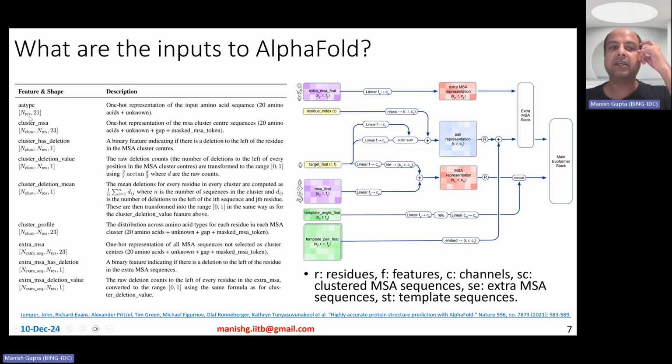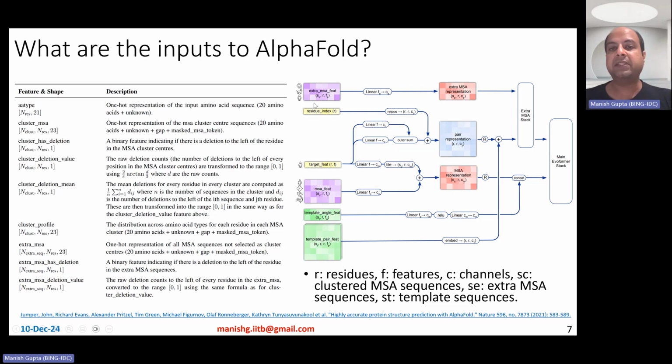Now, what are these? These are 256 multiplied by 21 features. That's a large number of features by itself, right? What do they contain? They basically contain a one hot representation of every input amino acid. As I mentioned, there are 20 amino acids, and then there is an unknown. Some units are called unknowns in these proteins, right? So practically every unit is one of these 21 different classes. So you encode each of them using one hot representation, thereby coming up with this feature called amino acid type, which is 256 into 21.